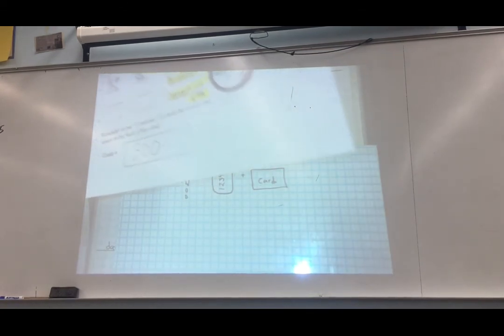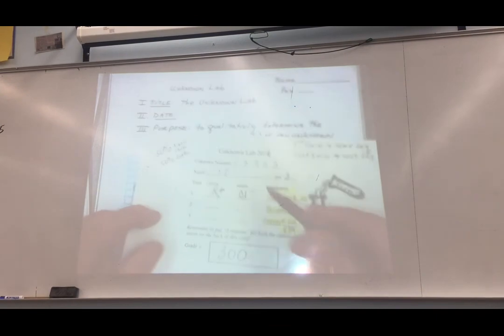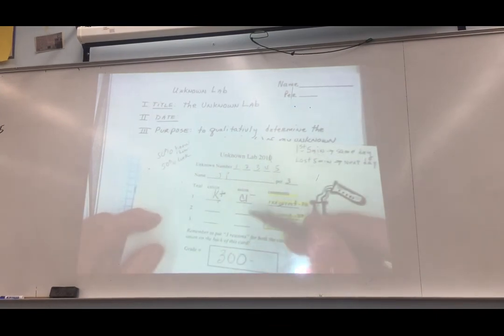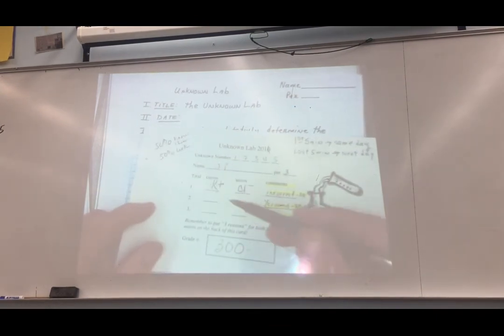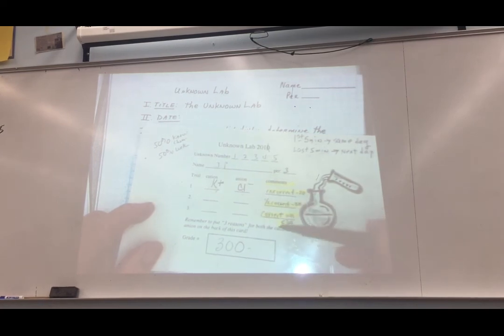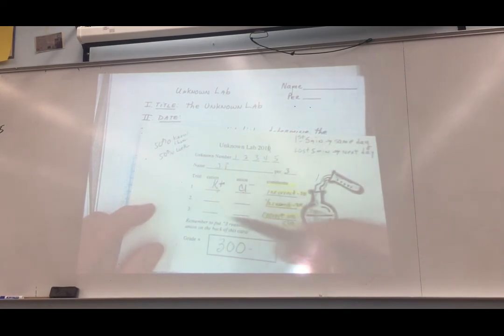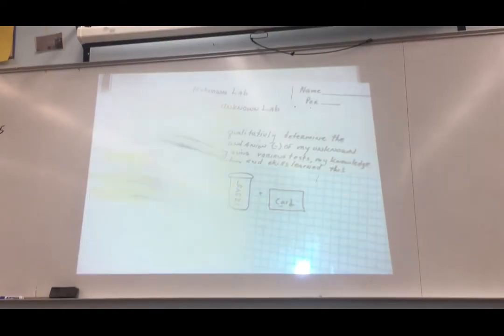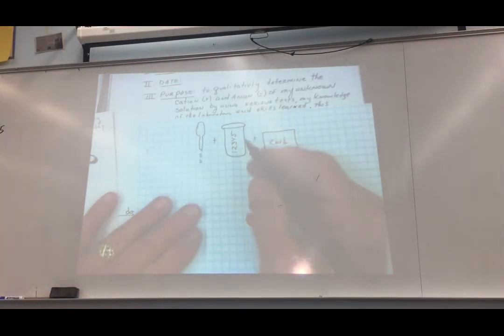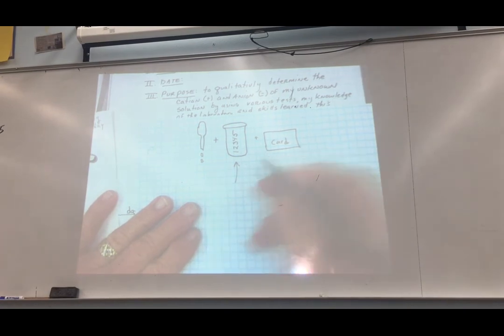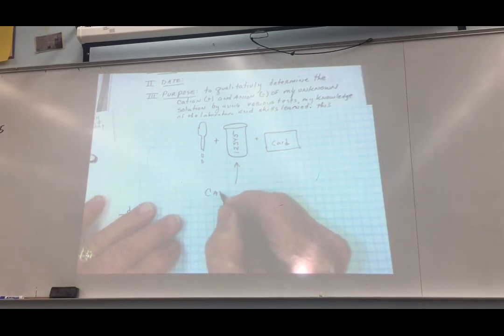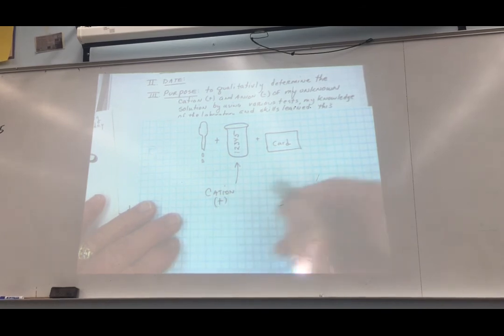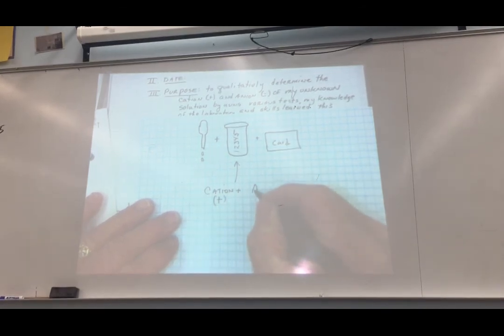All right? You will have an opportunity to guess at your unknown, not guess, but to submit your best conclusion 3 times. Now, what's in the test tube? There's a cation, which is positive, and there's an anion, which is negative.